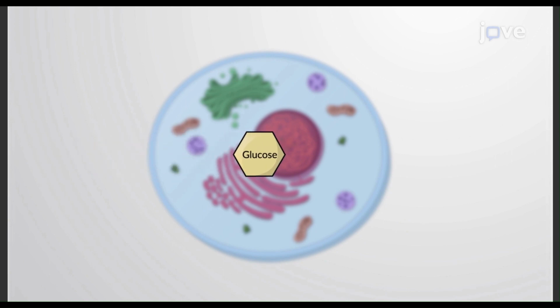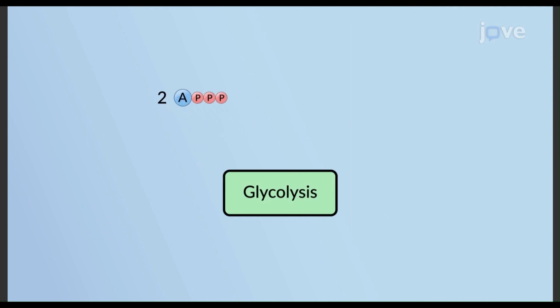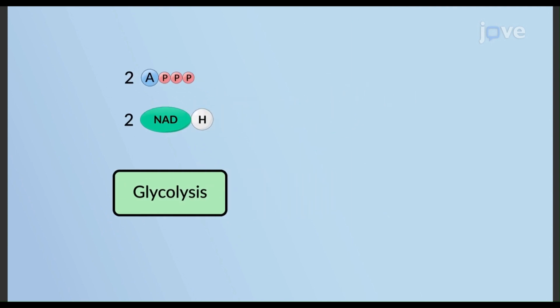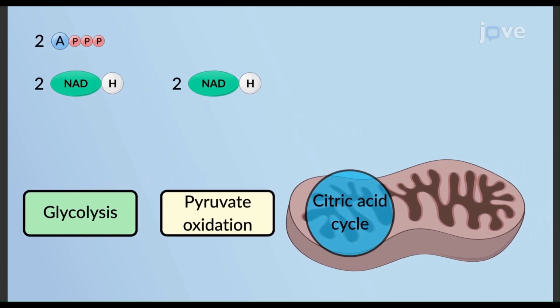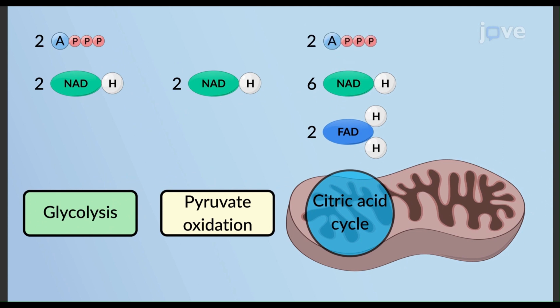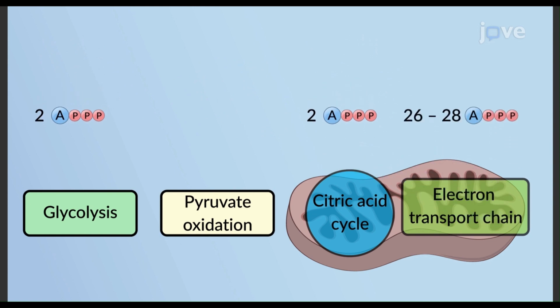The complete oxidation of one glucose molecule yields 30 to 32 ATP molecules. It starts with glycolysis yielding 2 ATPs and 2 NADHs, followed by the oxidation of pyruvate producing 2 NADHs. Next, the citric acid cycle yields 6 NADHs, 2 FADH2s, and 2 ATPs. The NADH and FADH2 molecules are oxidized in the electron transport chain to produce 26 or 28 ATPs.